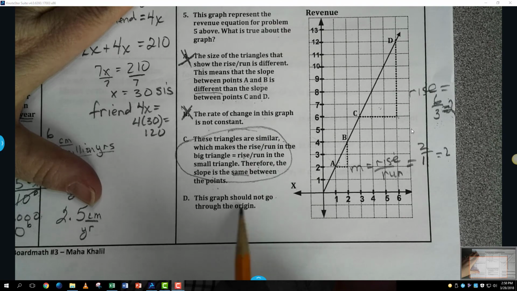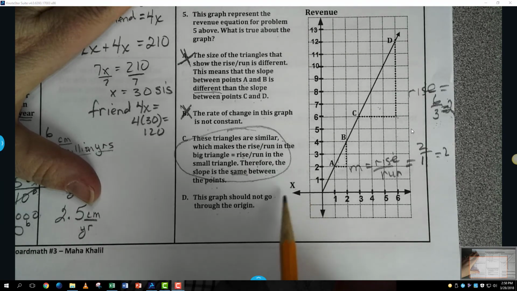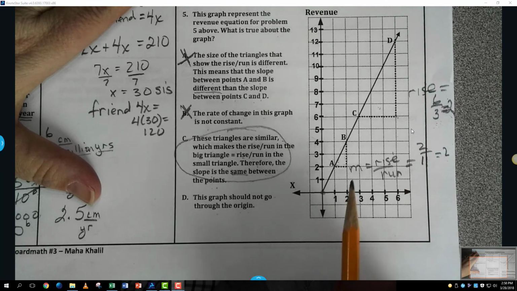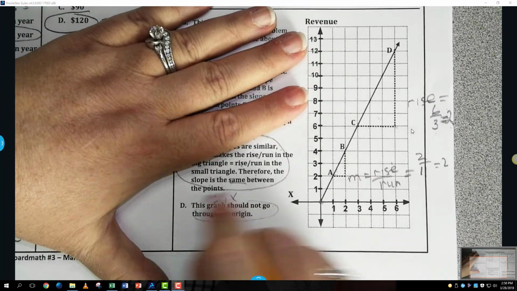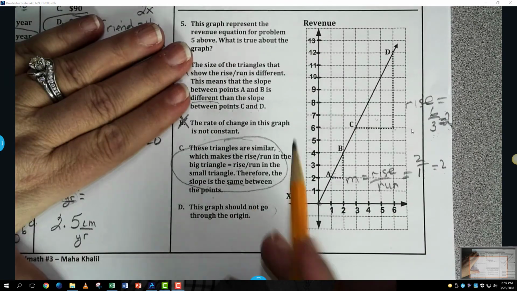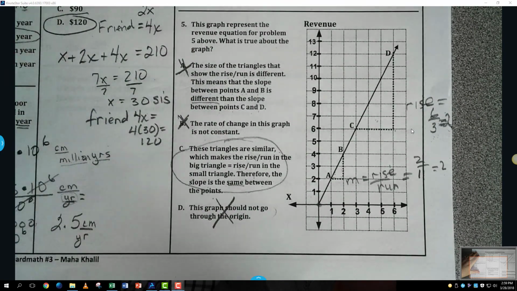This graph should not go through the origin. Well, yeah, it goes through the origin, because if you sell 0 hot dogs, you've made 0 money. Oh, I didn't mean to circle that. It is true. It should go through the origin. So the answer was C.